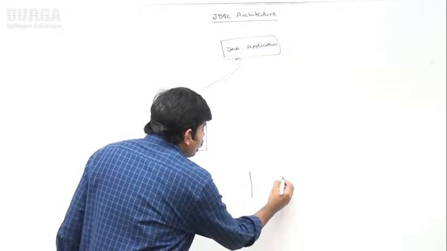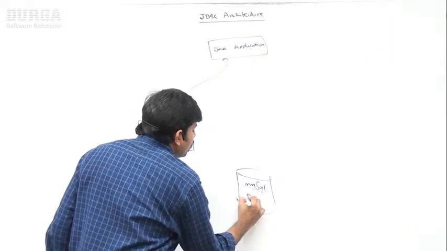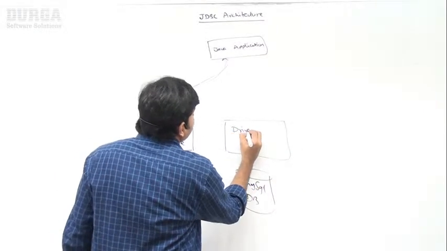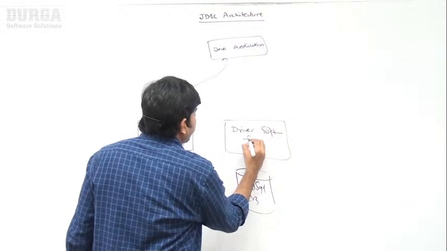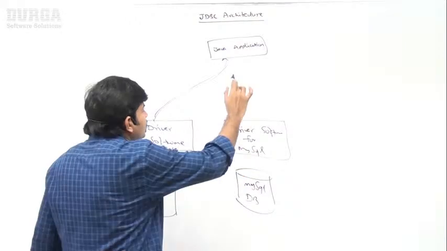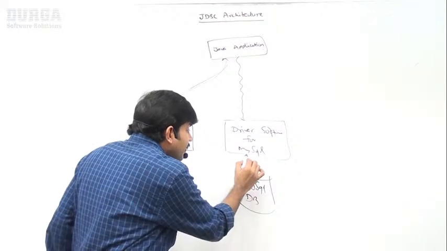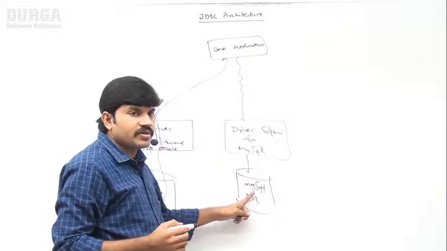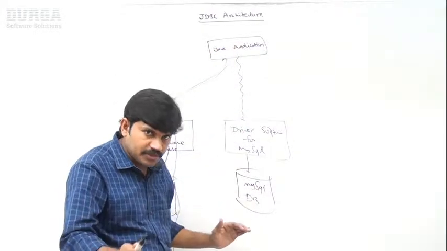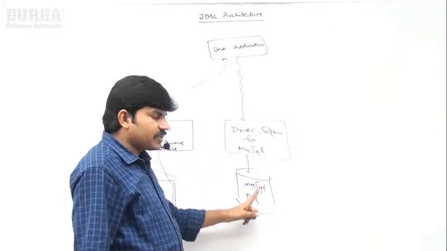Sir, tomorrow I want to communicate with a MySQL database. Then automatically, we compulsorily require driver software for MySQL. Java application can communicate with the driver software, and this driver software can communicate with the MySQL database. To convert Java calls into database specific calls, and database specific calls into Java calls, some translator is required, which is nothing but driver software.